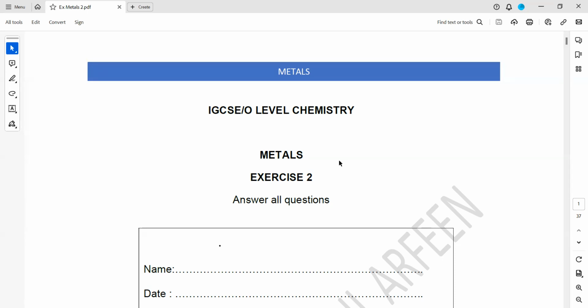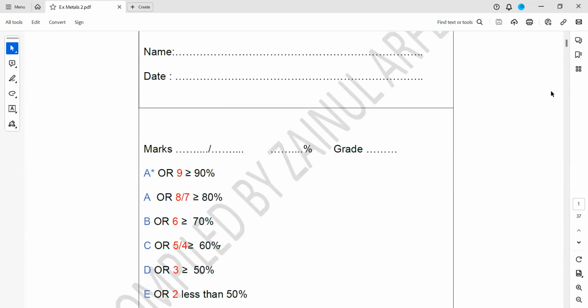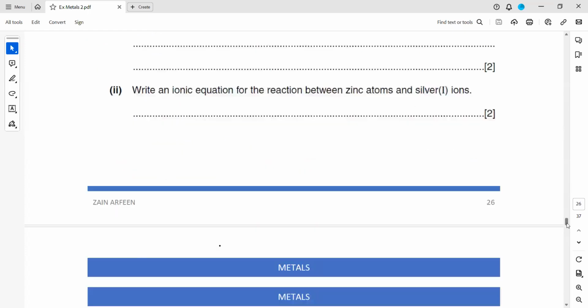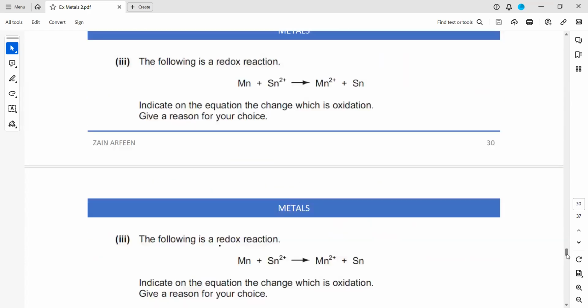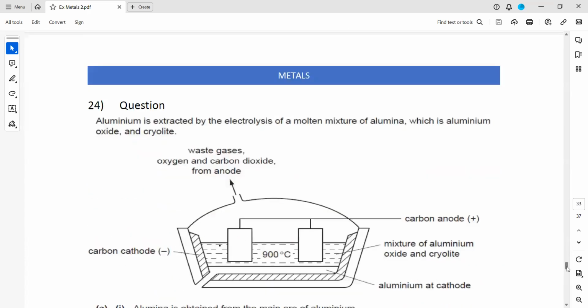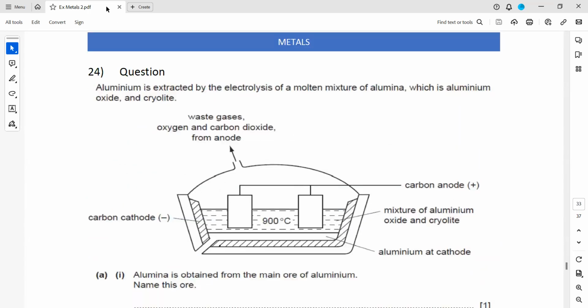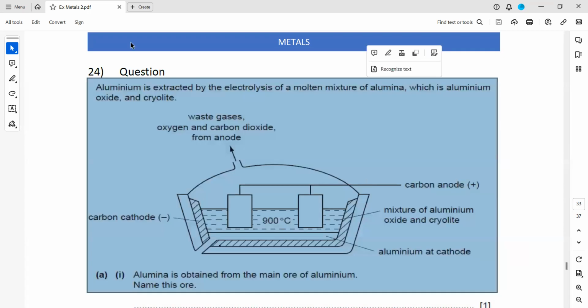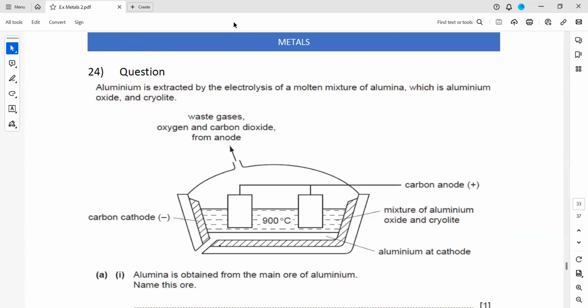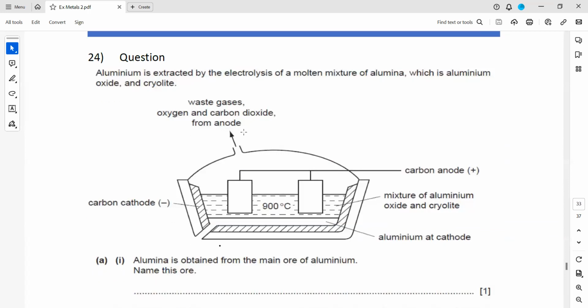So this one is exercise 2, metals. As we were discussing the last question, 23, we discussed. So 24 onwards. Question 24 is about the extraction of aluminium. You can see when we extract the aluminium, we use electrolysis. Aluminium is extracted by electrolysis of the molten mixture of alumina.